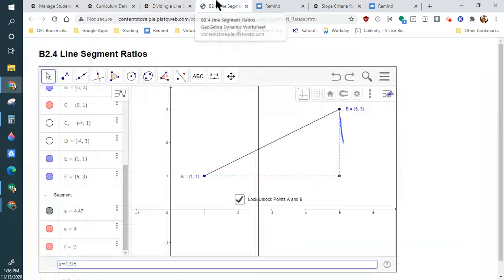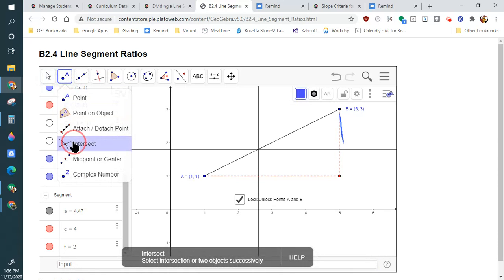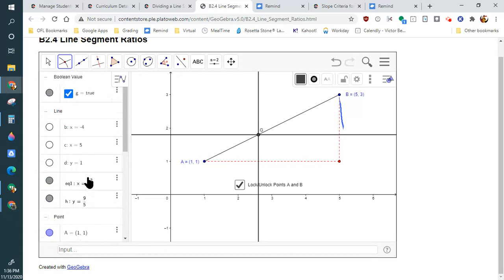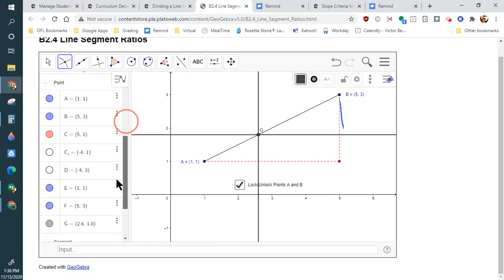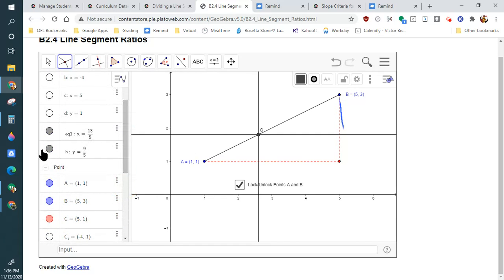And then my other line is going to be y equals 9 over 5. And then that point right there, the point where these two intersect, I'll intersect them right now. Use the line of intersection. Boop, boop. That's my point. Let's say I don't want to see these lines anymore. I can go up to lines. I don't know how to hide my lines. Oh, there we go. These lines right here. I'm going to hide them.